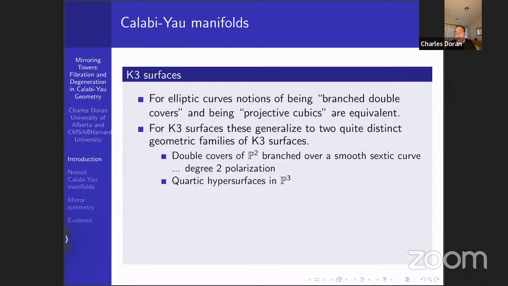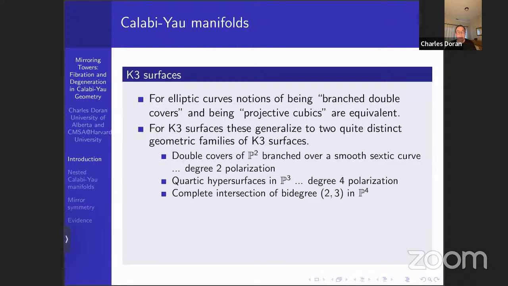You could consider quartic hypersurfaces in CP3. Fine, that fits into the original construction I mentioned on one of the previous pages. But if you do that, you get a degree 4 polarization. So these are not the same families. Now they'll intersect in an 18-dimensional family of K3s, but each of these turns out to be a 19-dimensional family independently of projective algebraic K3 surfaces. So not everyone can be in every family.